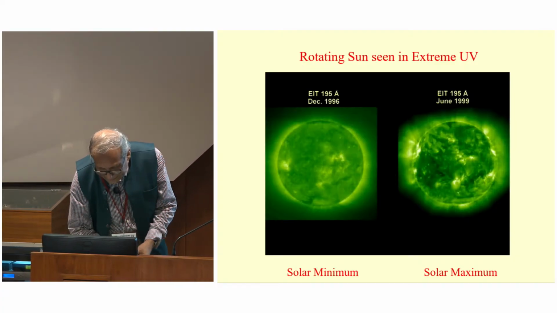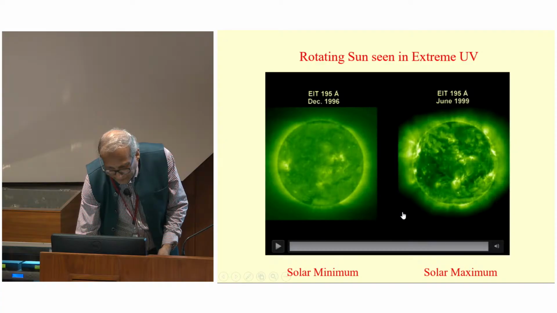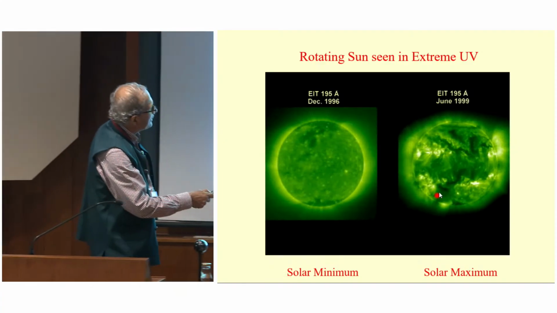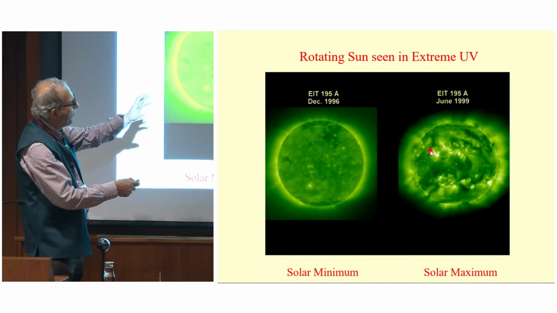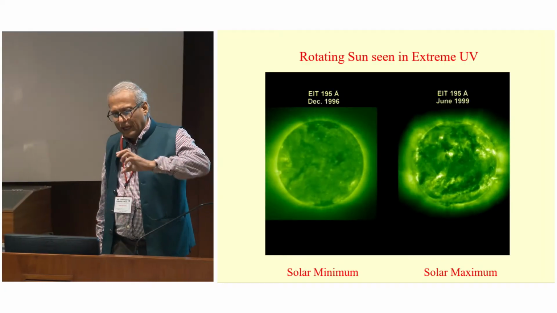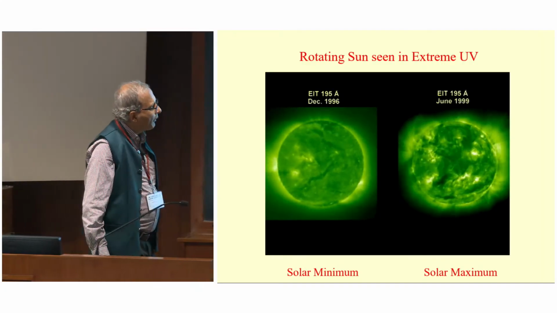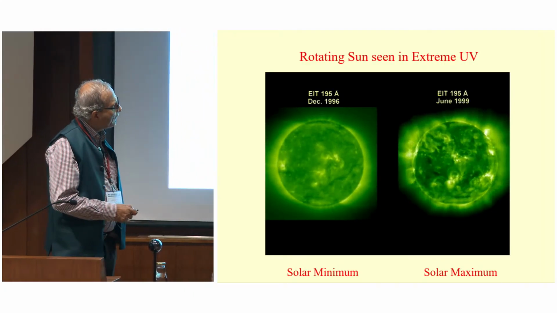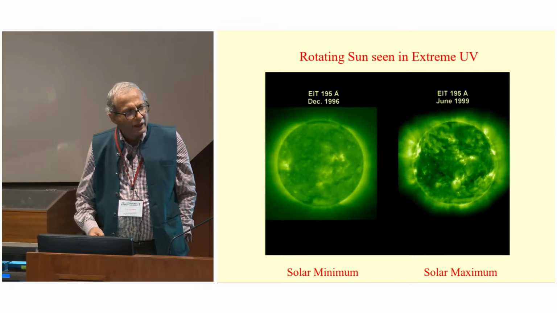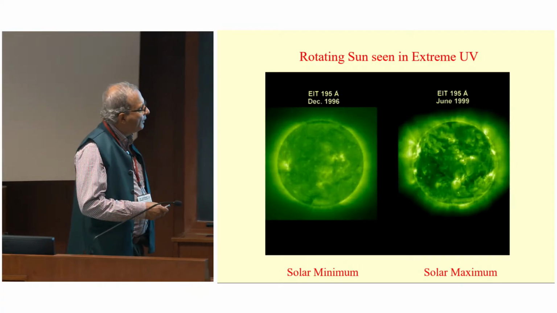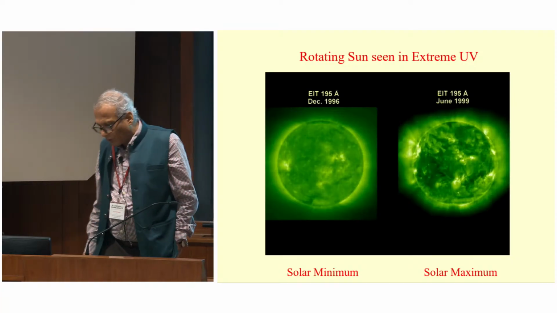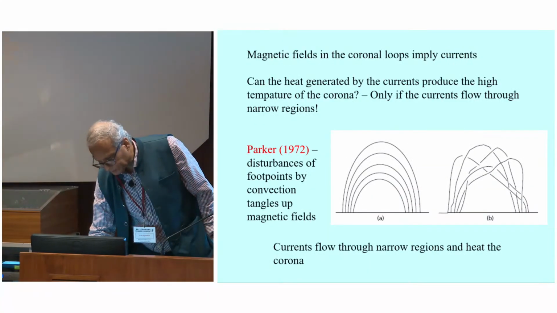So you can see that at the time of sunspot minimum, this corona is full of some bright loops. These are essentially magnetic loops above the bipolar sunspot pair. So whatever may be the mechanism for producing heat in this corona, that mechanism should be most active within these magnetic loops. So what could be this mechanism?